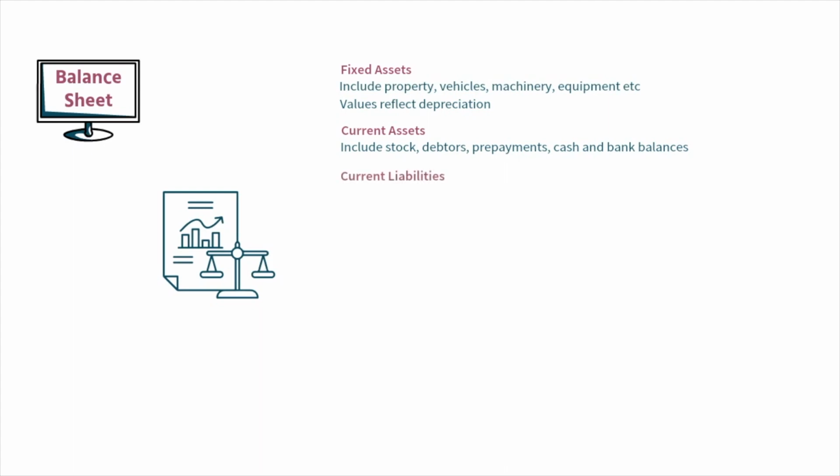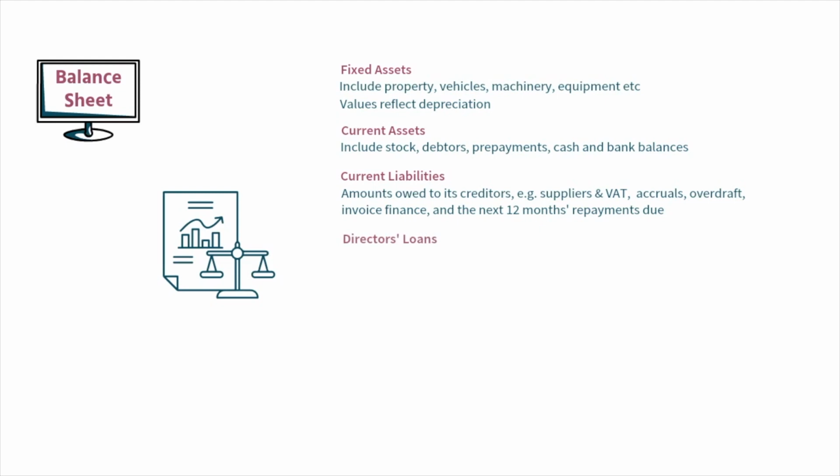Current liabilities are what the business owes to its creditors, including monies owed to suppliers, VAT, tax, national insurance, and so on. Also accruals, which are goods received but not yet invoiced. Any overdraft, invoice finance outstanding, and the next 12 months of capital repayments due on loans or asset finance. Directors' loans. These are often included here, but can be misleading, as very often there is no intention of repaying these within the next 12 months. More about this later.